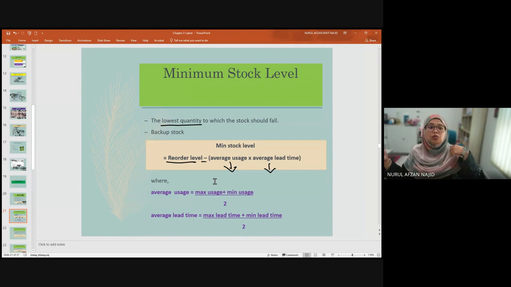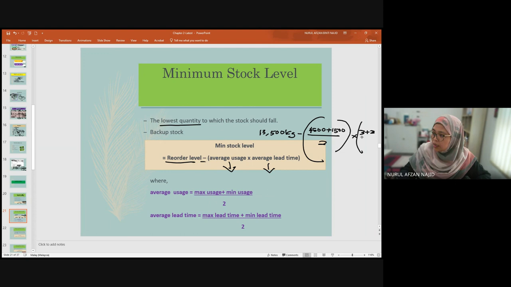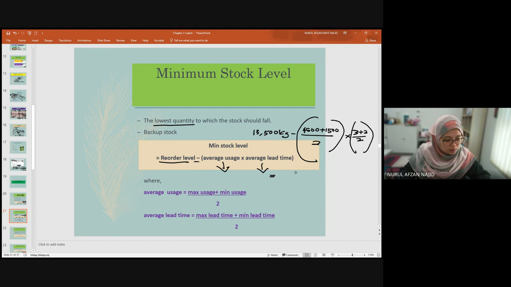Okay, kita gunakan Crystal Gemilang tadi tu. How to calculate the minimum stock level for Crystal Gemilang? Reorder level 13,500 kg. Tolakkan dengan average usage: 4,500 tambahkan dengan 1,500 bahagikan dengan 2, darabkan dengan lead time, maksimum 3, minimum 2 bahagikan dengan 2. Macam tu. So dapatlah jawapan dia sebanyak berapa? 14,500. Ni madam dah kira siap-siap eh, supaya cepat sikit.